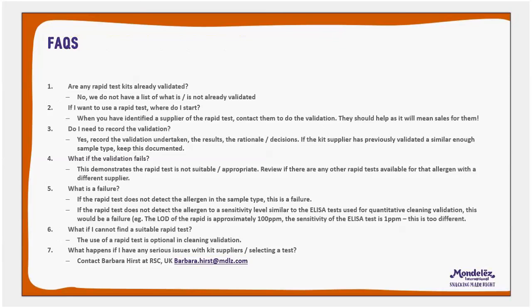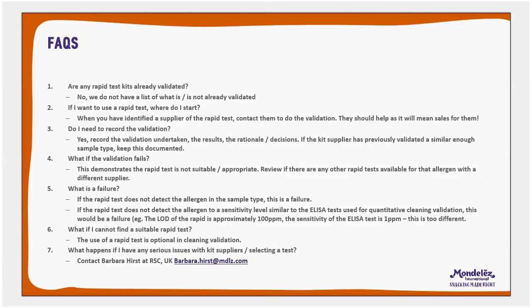Question 5. What is considered to be a failure? Well, if the rapid test does not detect the allergen in the sample type, that's a failure. Then we have a question over, well, how sensitive does it need to be? And this is a difficult question to answer because the question really is, if the rapid test does not detect the allergen to a similar sensitivity that the quantitative ELISA through the swabs that you'd be sending for quantitative ELISA testing on the cleaning validation, that would be considered a failure.